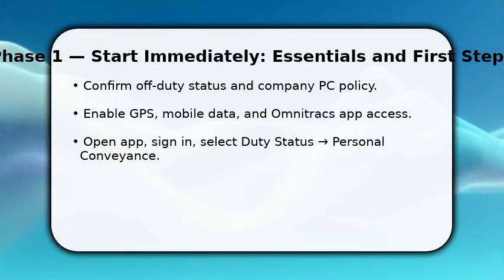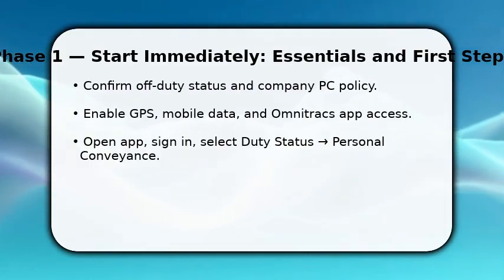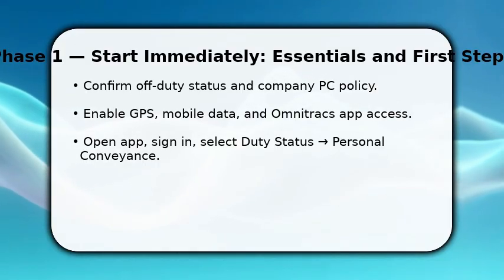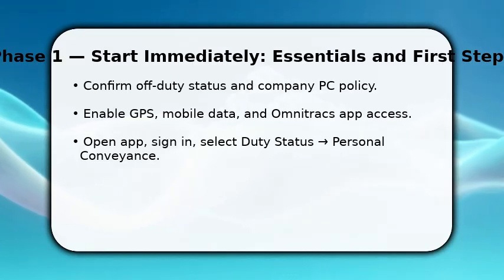You begin by confirming you are off-duty and that your carrier allows personal conveyance. This prevents HOS violations and protects logs. Once ready, enable GPS and mobile data so the app tracks non-commercial movement.